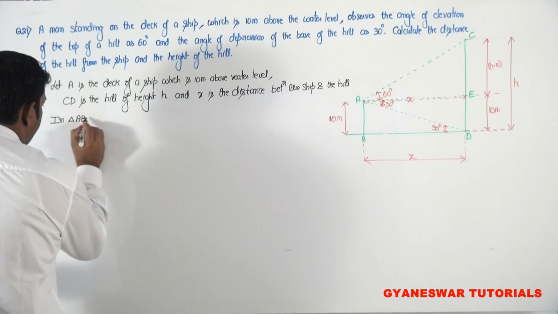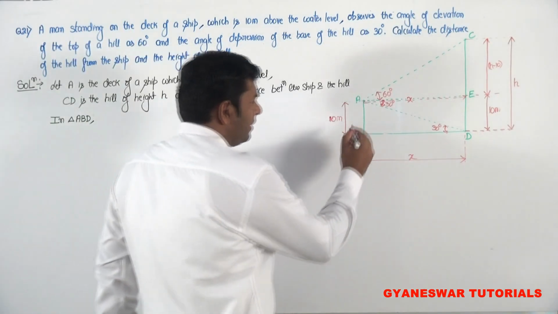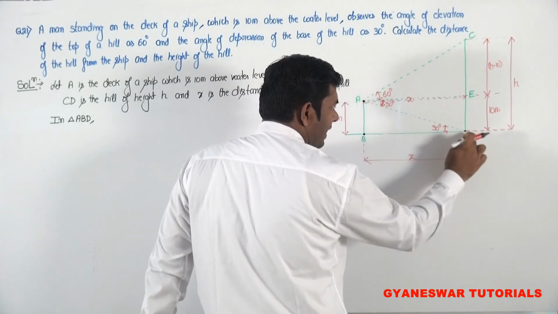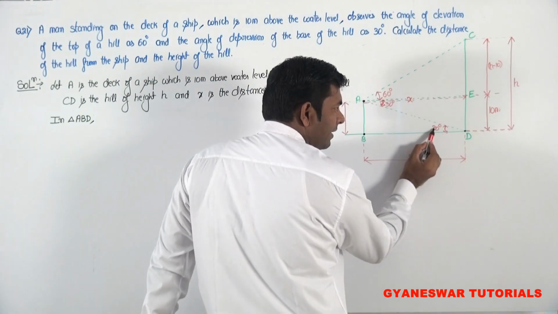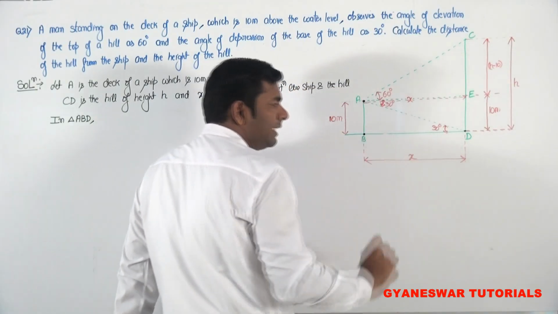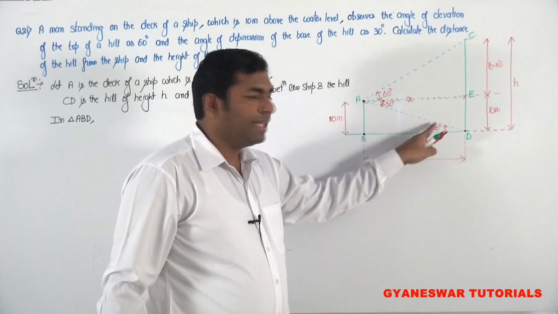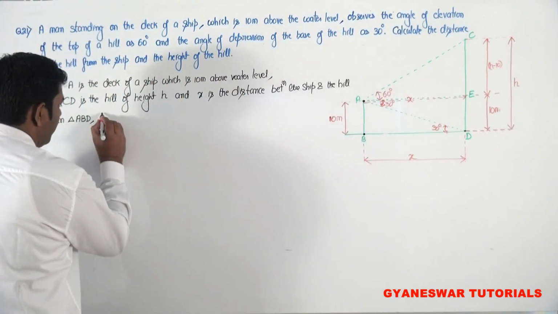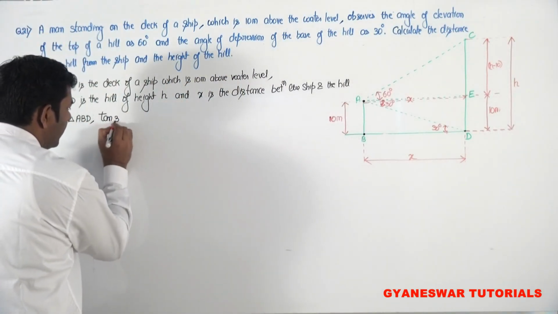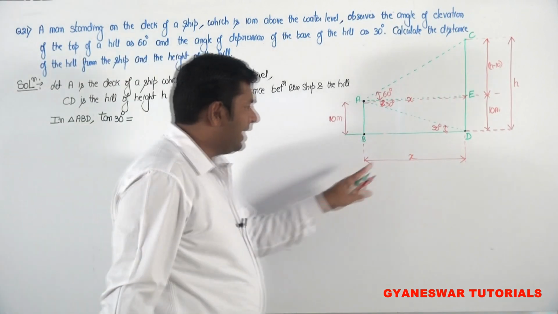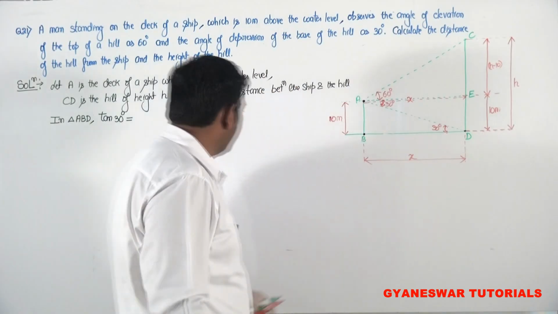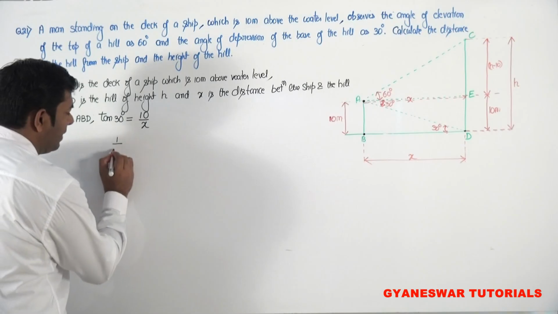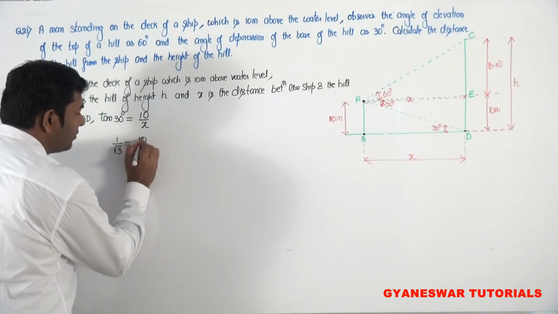First of all, take triangle ABD. This is A, this is B, this is D. In triangle ABD, this angle is 30, opposite to 30 and adjacent to 30. The function connecting opposite and adjacent is tan. So tan of this angle is equal to opposite by adjacent, which is 10 by x. The value of tan 30 is 1 by root 3. So 1 by root 3 is equal to 10 by x.